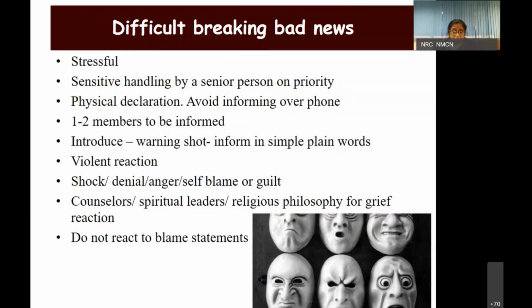It should be done ideally by a consultant. It should be done by a senior person. It should be done on priority. We can't wait for half an hour and say, let's go and tell them now that the patient is no more. It has to be done as soon as we can. We have to do it physically, face to face, however unpleasant it may be. It cannot be done over telephone. I'm not talking about the COVID times.